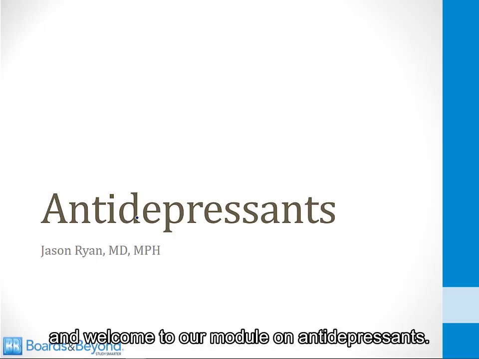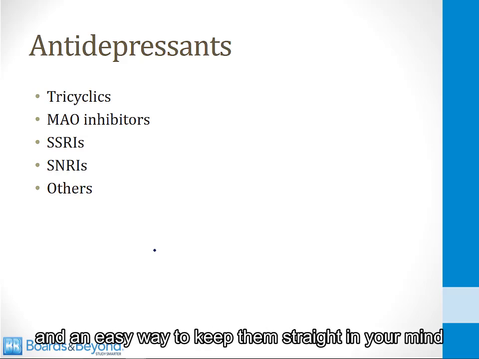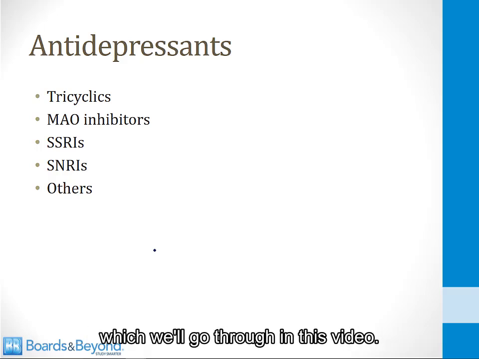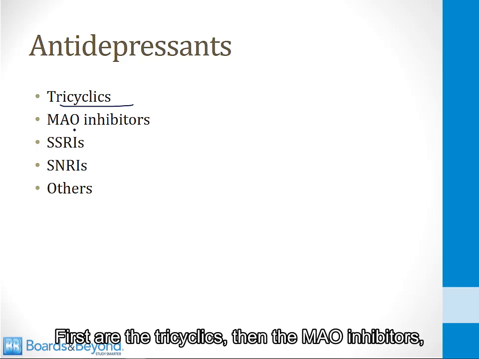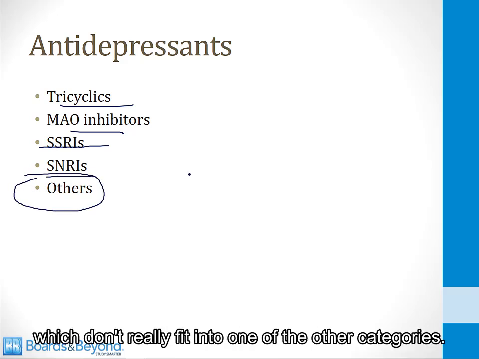Hello everyone and welcome to our module on antidepressants. There are a lot of medications that are used to treat depression, and an easy way to keep them straight in your mind is to break them down into 5 groups, which we'll go through in this video. First are the tricyclics, then the MAO inhibitors, then the SSRIs, the SNRIs, and then finally some others which don't really fit into one of the other categories.